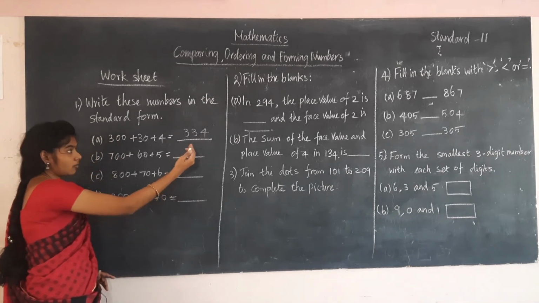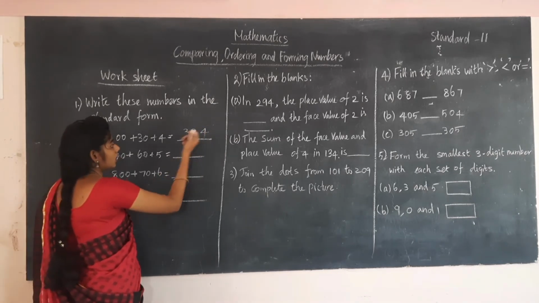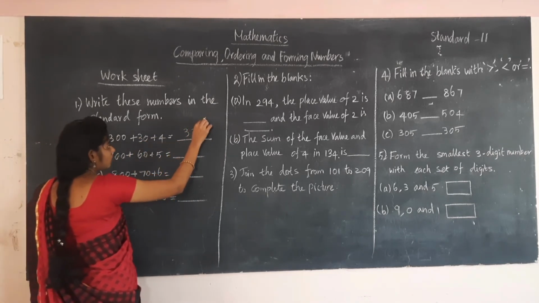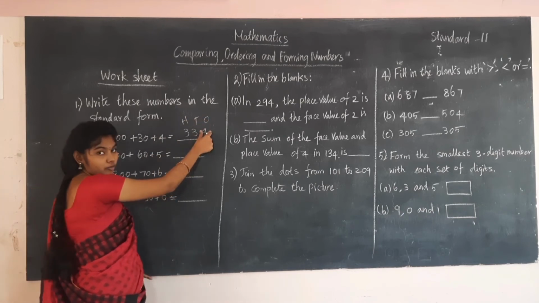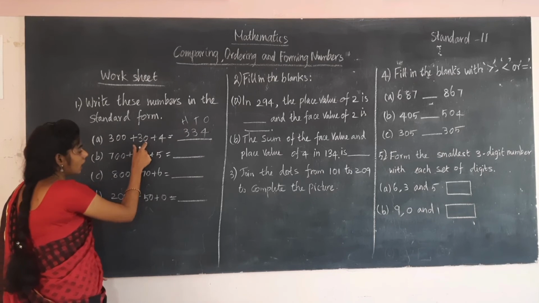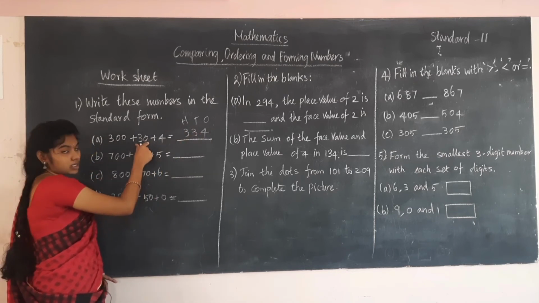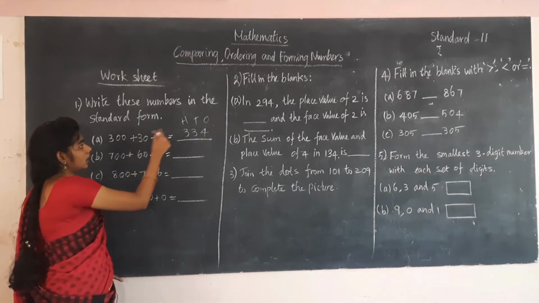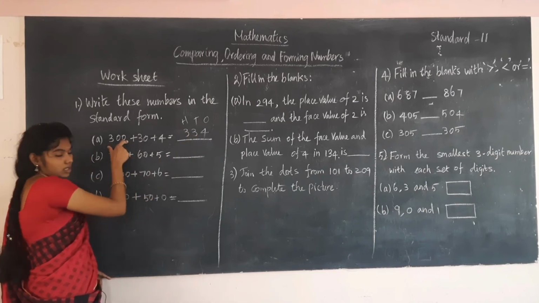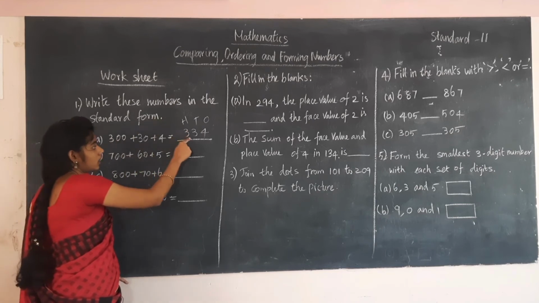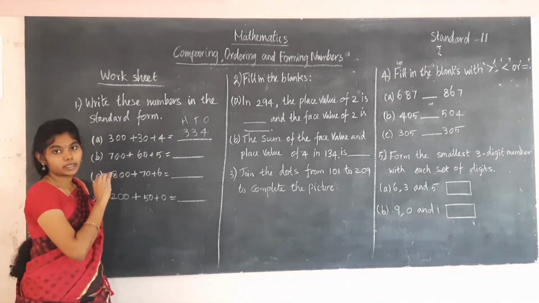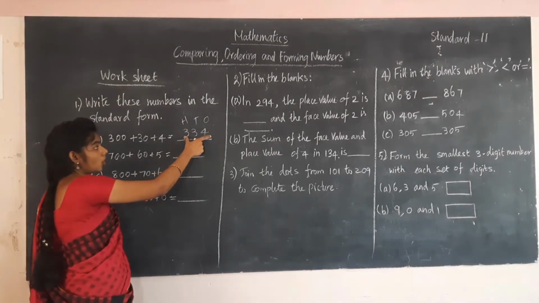You can start from the right side, that is ones. You can give the places ones, tens and hundreds. In the place of ones you have to write 4. In the place of tens you have to write 3, because 30 represents the tens place. Then 300 represents the hundreds place, so write 3 in the hundreds place. This is what is meant by standard form, writing in order.